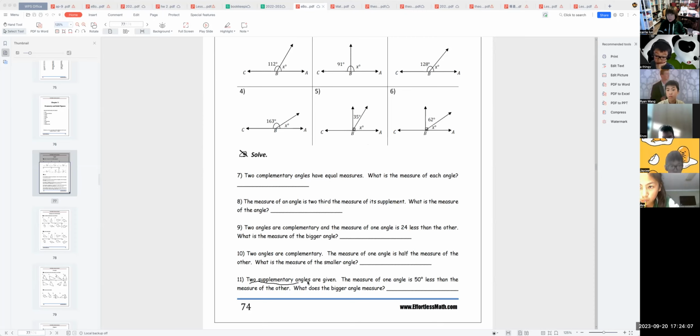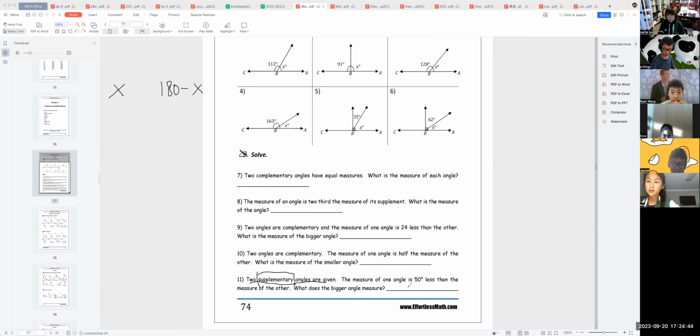啊，来来，我问一下 Athene，什么叫 supplementary？What does supplementary mean? It means that two angles equals 180 degrees. Yeah, two angles are 180 degrees. So that means if one of them is x, the other one is what? 180 minus x. Correct, Athene? It's not complementary.